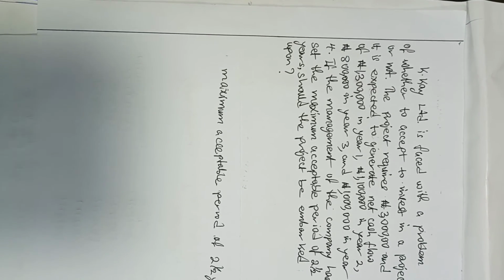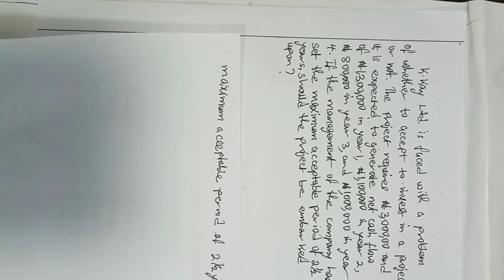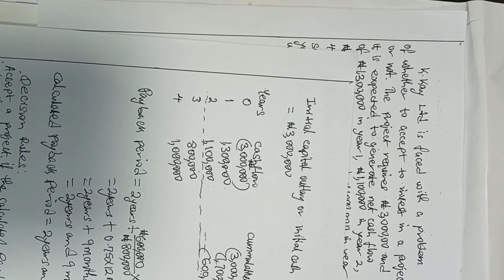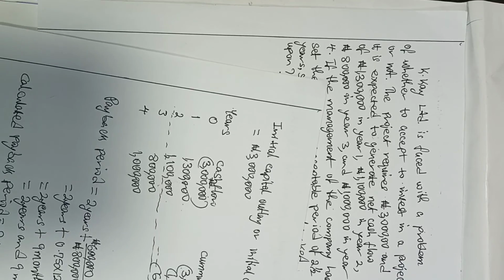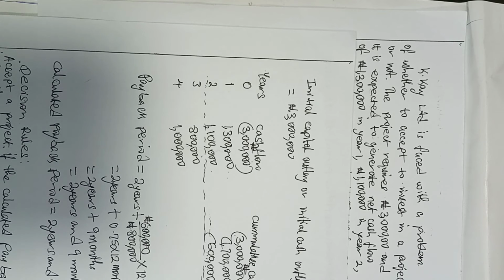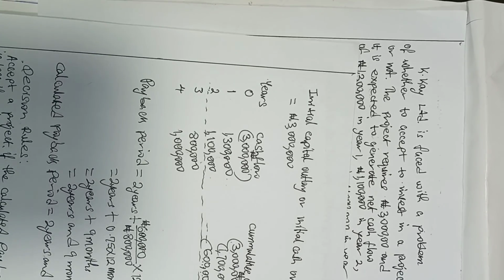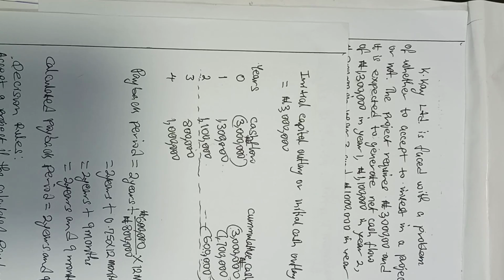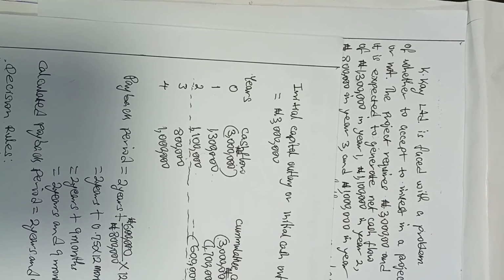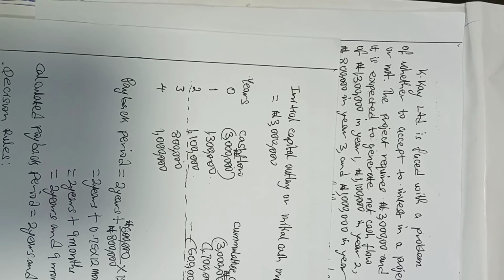So that is how to calculate payback period and how to make a decision when only one project is being given. In our next class, we'll be discussing mutually exclusive projects. That is where we have independent projects and we want to choose one out of the two or three. Thank you.